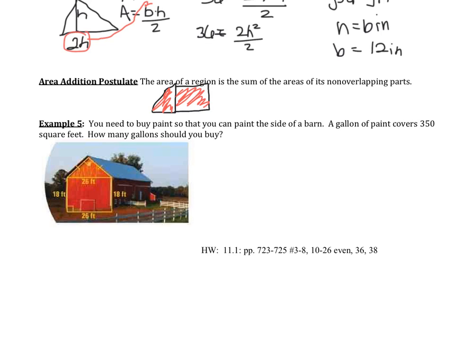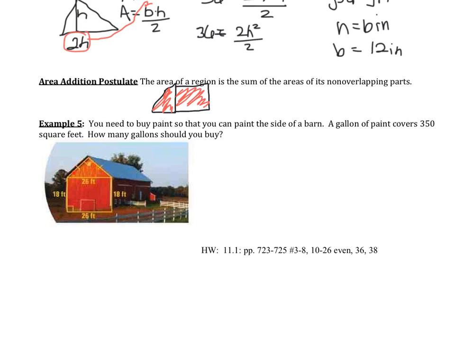So for this very last example, I see I have a nice red barn here, and I have to paint this. I actually had to paint something similar to this in high school. Let me tell you, it takes a long time. But you need to buy paint so that you can paint the side of the barn. Only one side. I guess the farmer doesn't care about the rest. It says a gallon of paint covers 360 square feet. How many gallons should you buy?